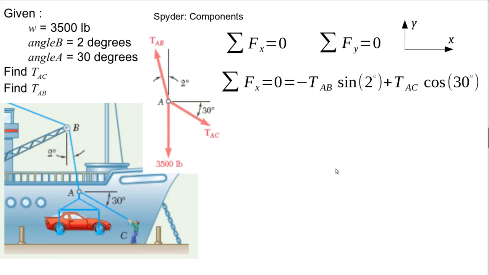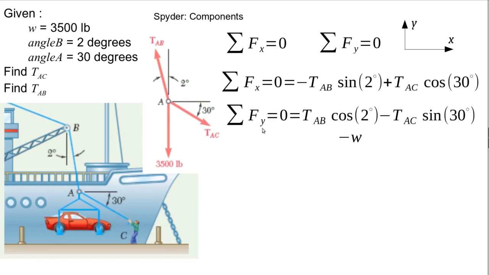So let's write sum of forces in X is 0. So we have TAB. Its component would be at the top here. It's negative, and it's sine of 2 degrees times TAB. TAC would be along, again, the x-axis here, and it's cosine. Cosine because the angle is in contact with the hypotenuse and the side of 30 degrees.